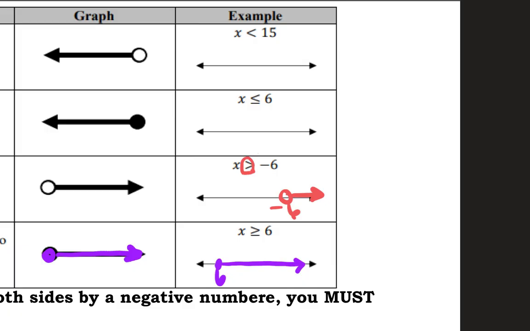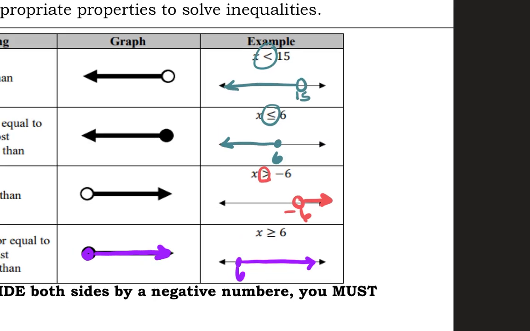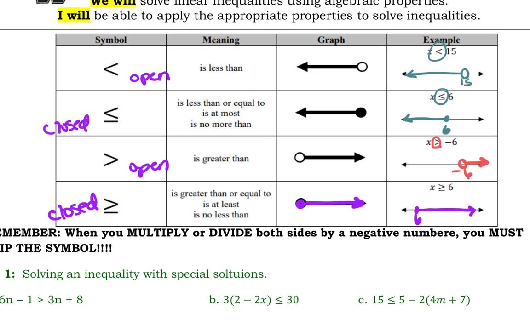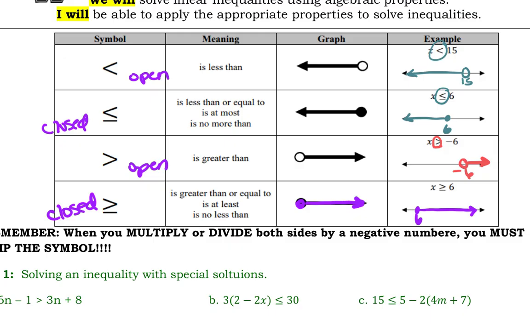So again, 6, this one would be closed. This one's pointing to the left, so we're going to shade over to the left. This one's 15. This one's open, and we're going to shade this one to the left. All right, so again with the numbers, doesn't matter where you put them. I'm looking at the dot, and I'm looking at the direction it's shaded. That's what I'm looking at, okay?